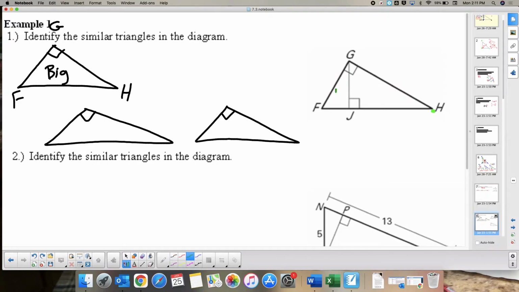In this case, we have a left-hand triangle and a right-hand triangle. We'll start with the left one. So here's my left triangle. First question is, what three letters make it? So that would be F, that would be G, and that would be J.